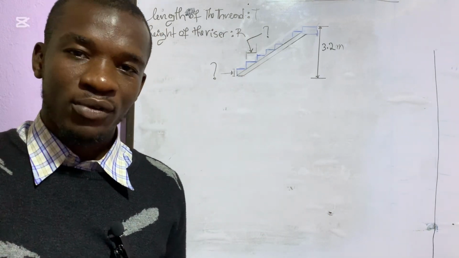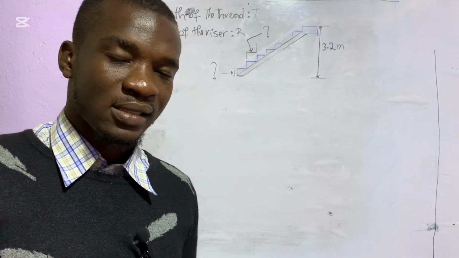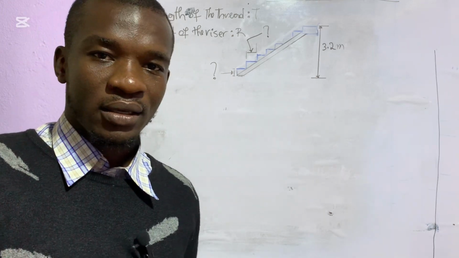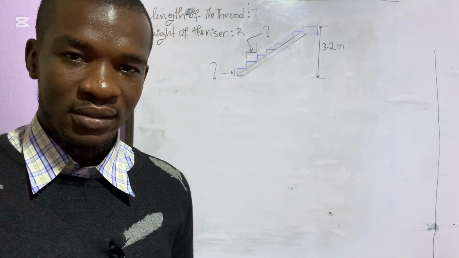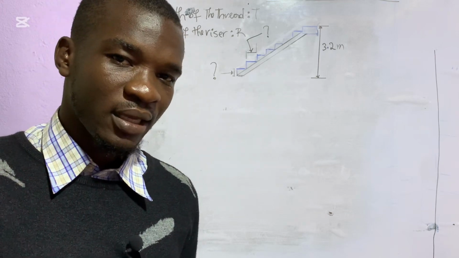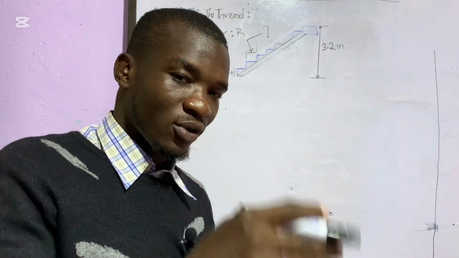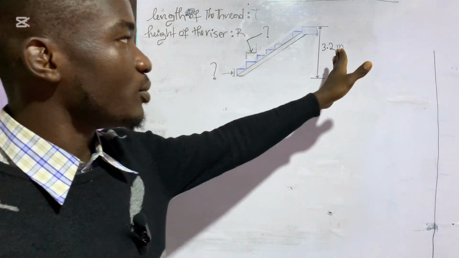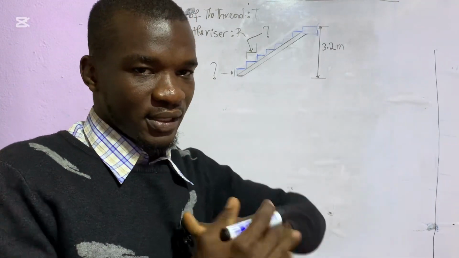Or to an upper floor, because we know that the staircase is actually a means of displacement for a vertical displacement. Okay, so like to move from one floor to another upward. So that's the first thing. We need to have this vertical height.